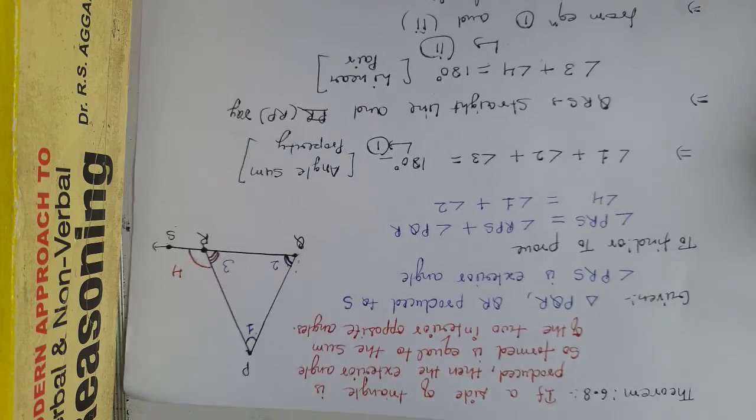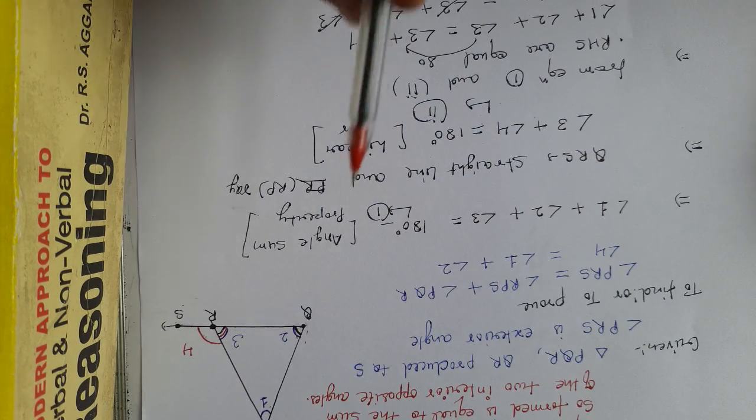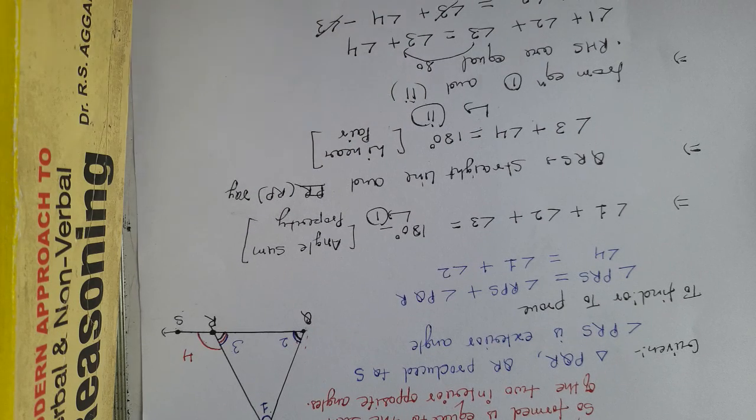So you have to remember these two: the angle sum property and the linear pair property.